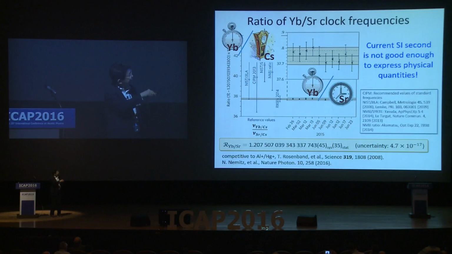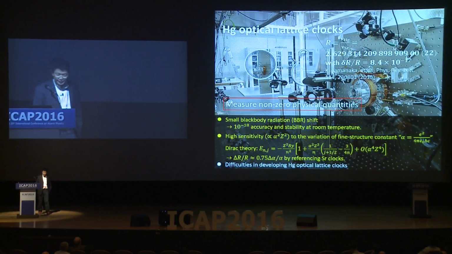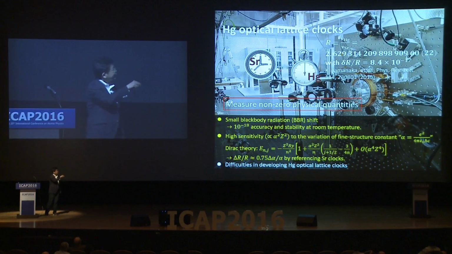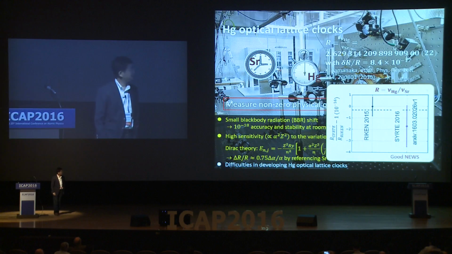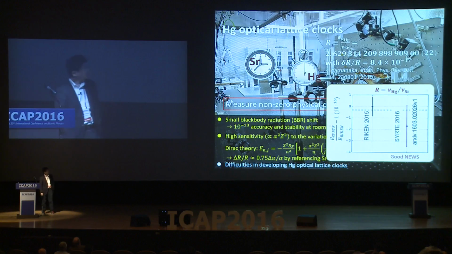The thing is that the current SI second is not good enough to express physical quantities. We did a similar measurement using a mercury atomic lattice clock. We measured this number with an uncertainty of 8 times 10 to the minus 17. The good thing is that our clock can be compared with the recent Paris measurement. So our data are in agreement within the error bars. This is very good news for us.